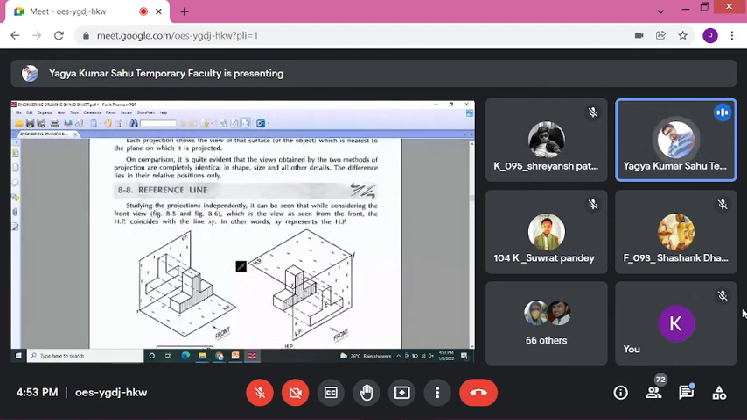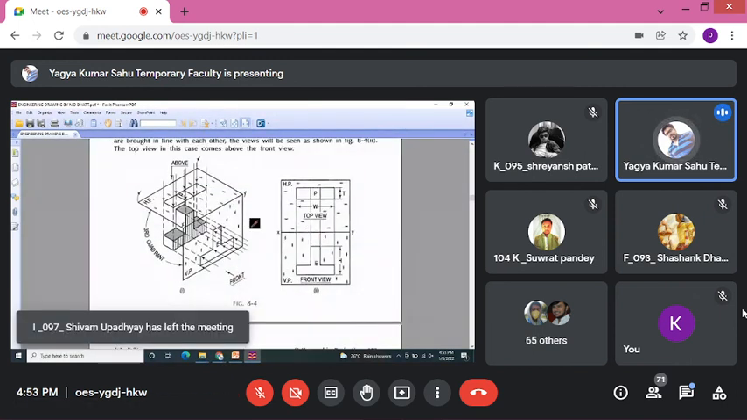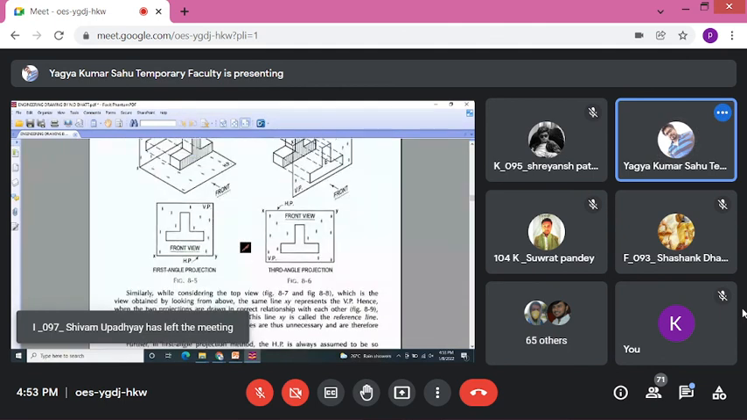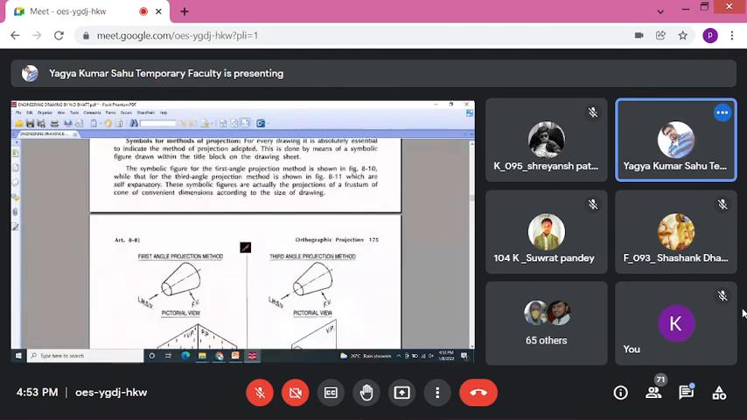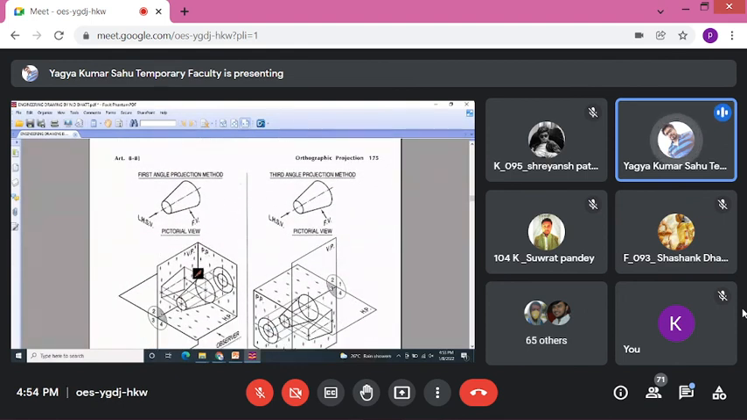Now I am showing you. I have explained these things, first angle, third angle. This is the object. For drawing the symbol of first angle position and symbol of third angle position, it is placed in this position, where the axis is parallel to the vertical plane. You can see the axis is parallel to the vertical plane. Is it clear to all of you?